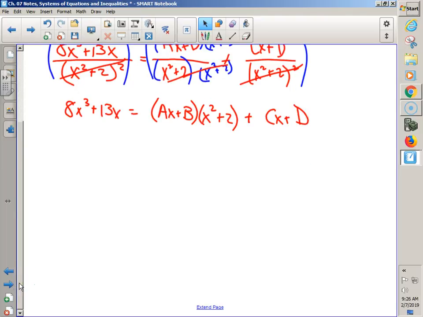I went to go find the x cubes, the x's, and the constants. I went to go set up systems. Okay. How many of you guys just wanted to plug in numbers? 2/3 of the class. What'd you do?